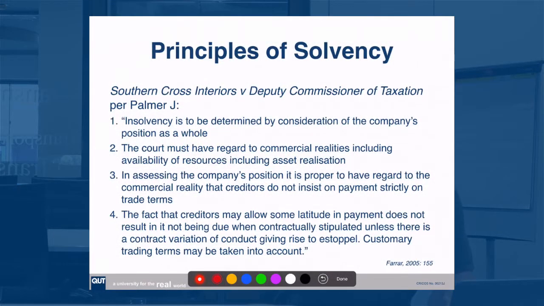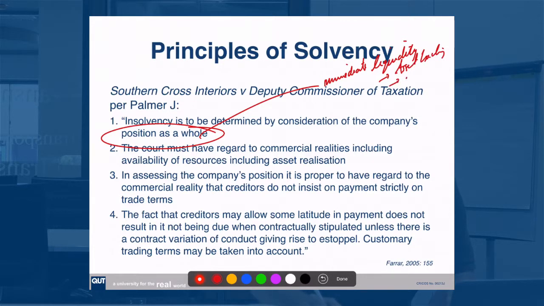In quite a famous judgment, Palmer set out some ideas around insolvency, right? And so what you've got to look at is the position as a whole of the company, not just its immediate liquidity. So immediate liquidity is important, but it's also what's its asset backing and what's its ability to raise cash. So can it get a loan? Can it get more equity? Because if you can do those things, you can actually pay your debts when they fall due.